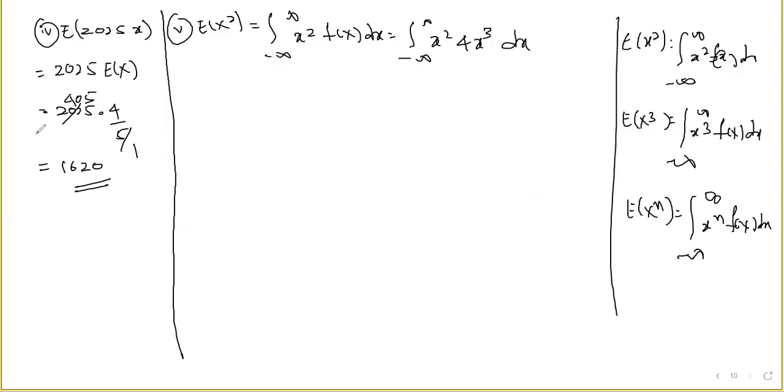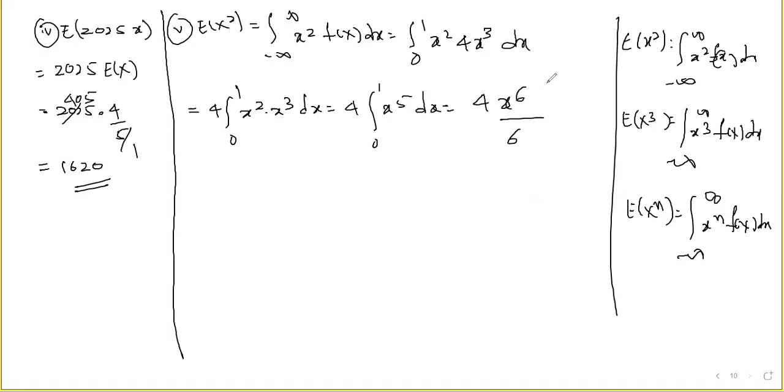But here our limits are 0 to 1. Right? So now, this 4 is a real constant, I will take it outside the integration sign. So 4 into integral 0 to 1 of x square into x cube dx. So 4 into integral 0 to 1 of x power 5 dx. So 4 into x power 6 divided by 6, 0 to 1.